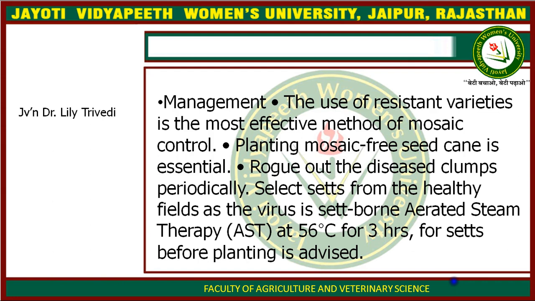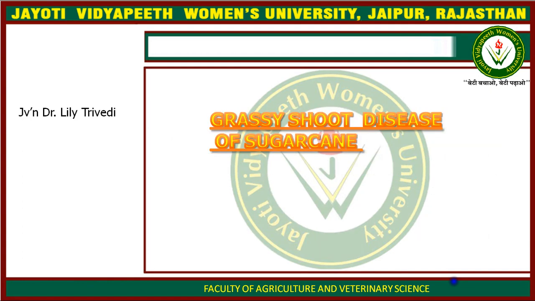Planting mosaic-free seed cane is essential. We rogue out the diseased clumps periodically and select the seeds from the healthy fields, as the virus is seed-borne. So aerated steam therapy at 56 degrees centigrade for 3 hours before planting is advised.